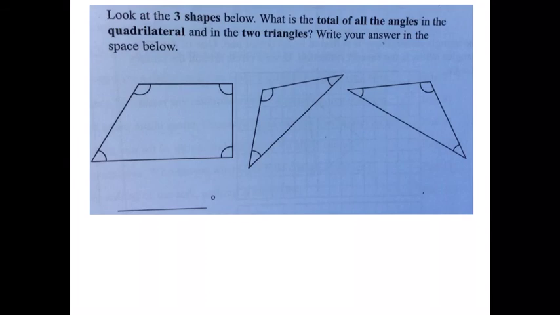Look at the three shapes below. What is the total of all the angles in the quadrilateral and the two triangles? Write your answer in the space below. Well, I'm sure by now you can remember how many degrees are in a triangle and how many are in a quadrilateral. I'd like you to pause the video and to work out your answer for me.